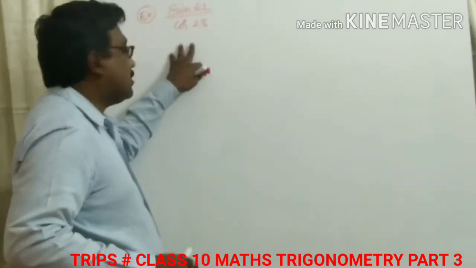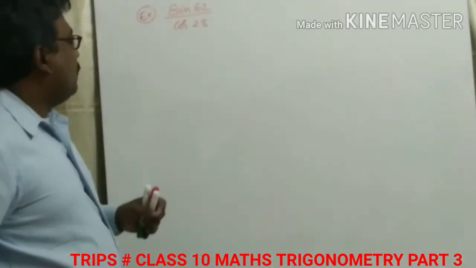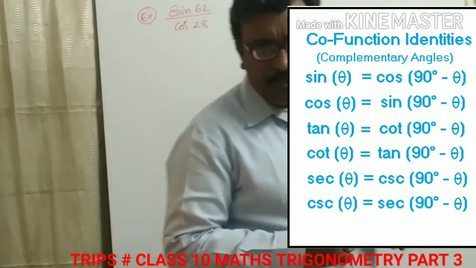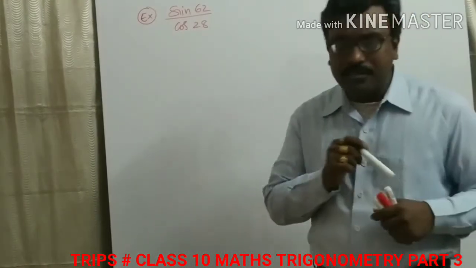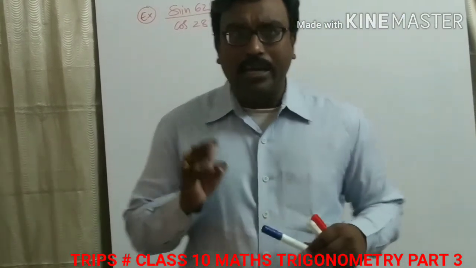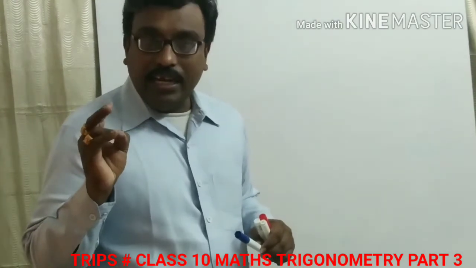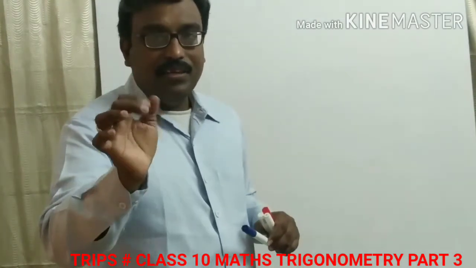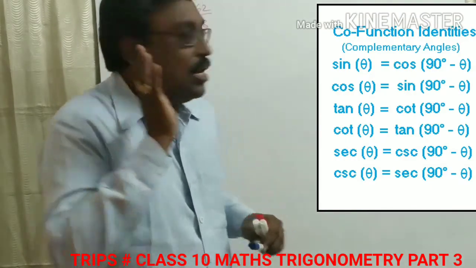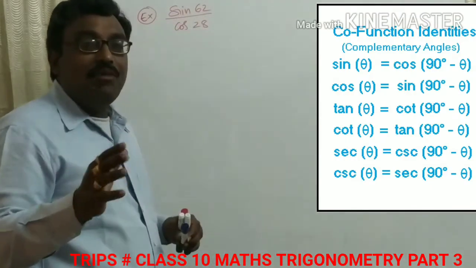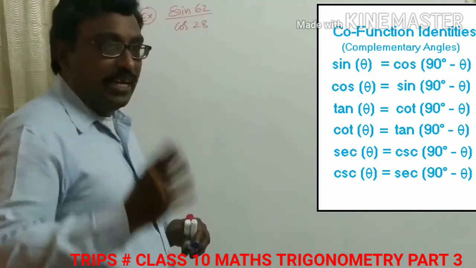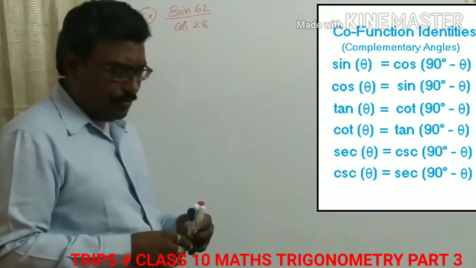Okay, now we will discuss some examples. The first example is sin 62 by cos 28. Do you have these values in our table? No. In our table we have only 0 degrees, 30 degrees, 45 degrees, 60 degrees, 90 degrees. That's it. Now, we don't know the value of sin 62 and we don't know the value of cos 28. But we need to simplify it.